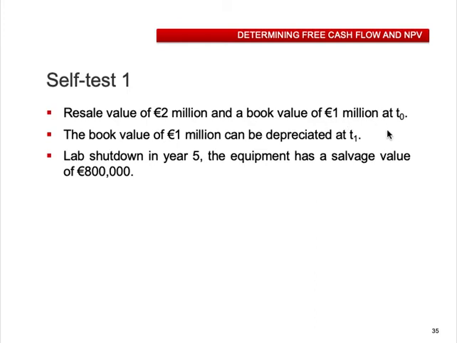If the new equipment is kept rather than sold, so in other words, we also have the opportunity to sell it, but we are not going to do that, we're going to use it for spacecraft, the remaining book value of 1 million can be depreciated at T1. When the lab is shut down in year 5, so the complete lab, including the new equipment, the new equipment will have a salvage value of 800,000 euro. The question is, what adjustments must we make to spacecraft's free cash flow in this case?